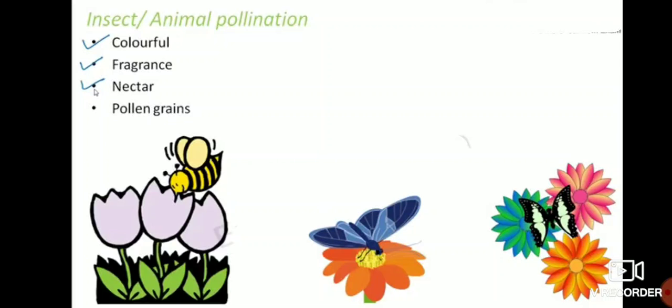And dear students, today's homework is to draw a neat labeled structure of a flower. This is today's homework for you. So at least try to draw the flower figure and learn to label the parts of the flower, because it will be asked in your exam for 3 marks. It's compulsory.